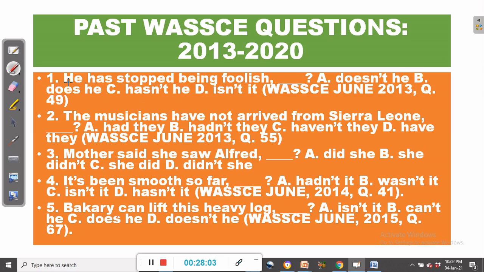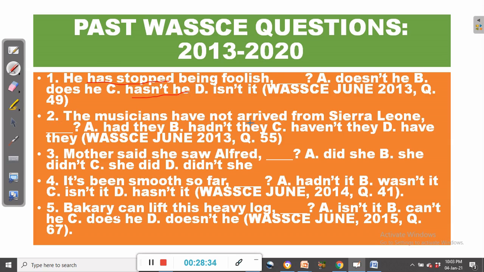Now, you have to look at the verb used here, has stopped. So you can see that the primary auxiliary has, which is a form of have, was used here. So we have to use the appropriate form of has. He has stopped being foolish, hasn't he? All right, so C is the answer.